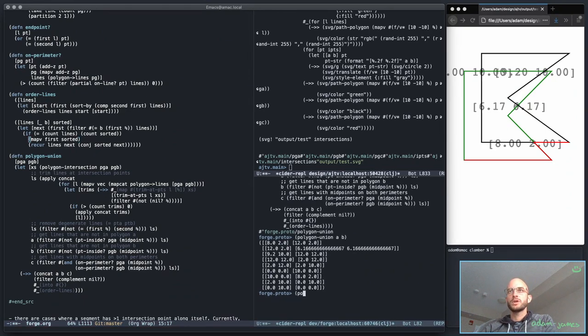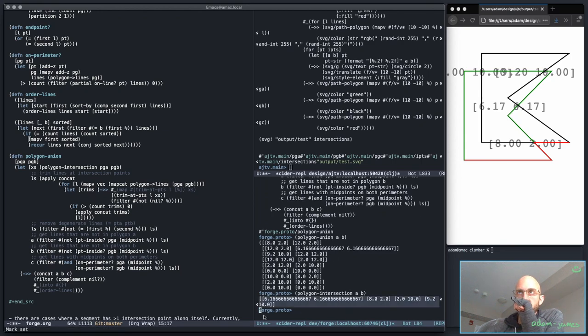If I do polygon intersection of AB, I should see 8 2's in there, 2 10. Yeah. It's hard to read, but 9.210 is here. So it's this 6, this one here is a problem.